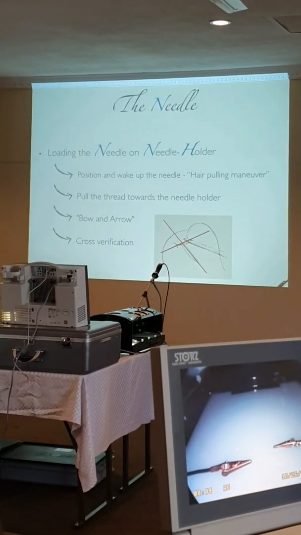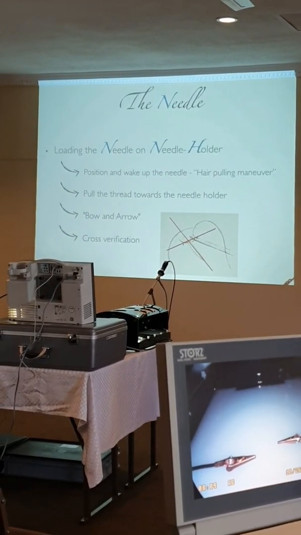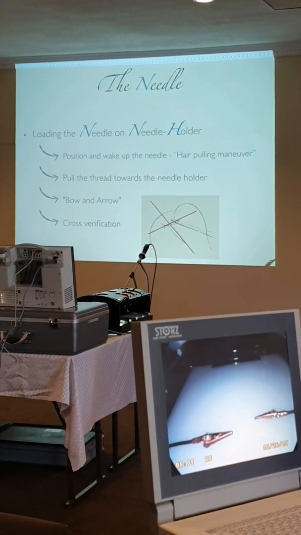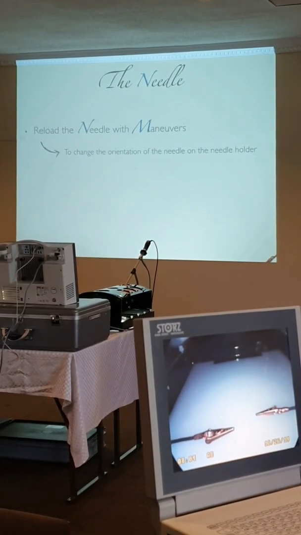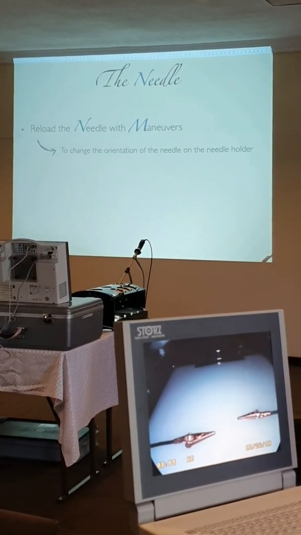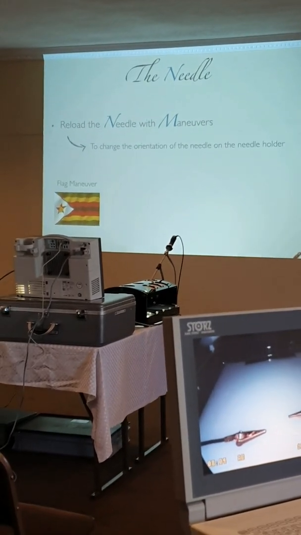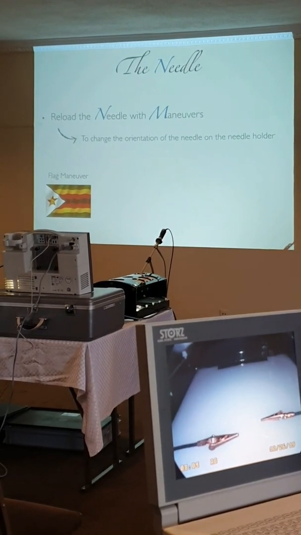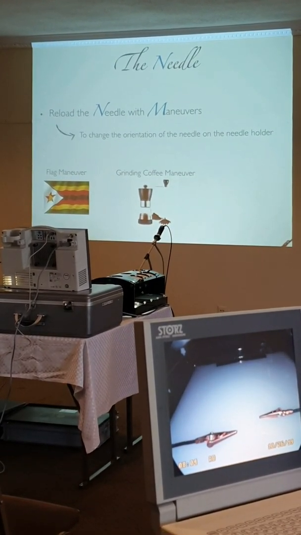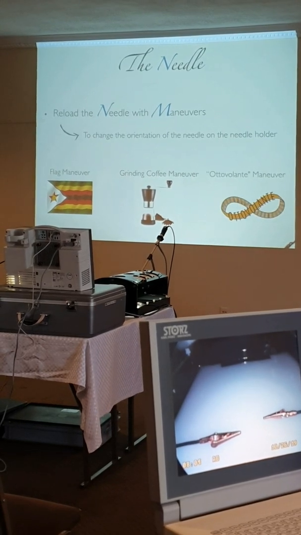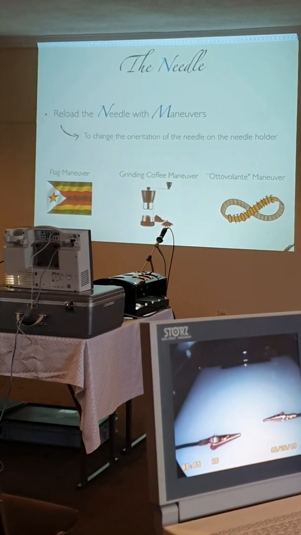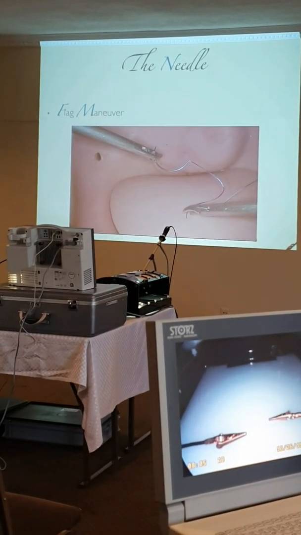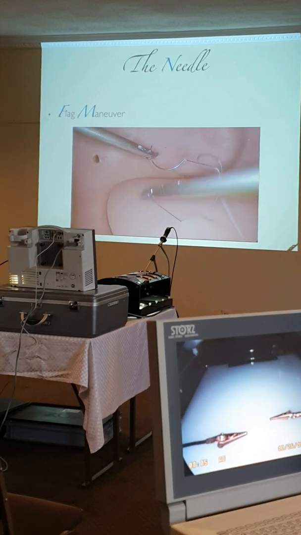The needle is very hard. Yeah, it's very hard. You look in the exercise. To change the orientation of the needle on the needle roller, you make 3 maneuvers: the flag maneuver, the breathing cough maneuver, and the autovolant maneuver. It's the same as the roller coaster. And the first one is the flag maneuver.